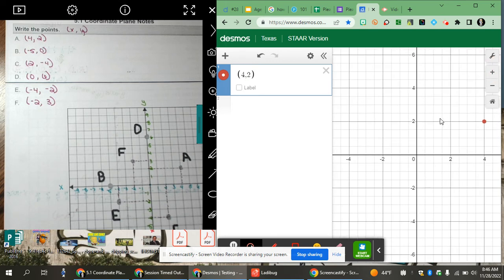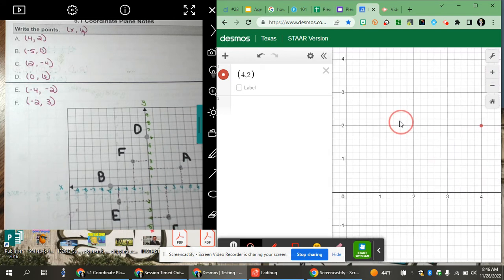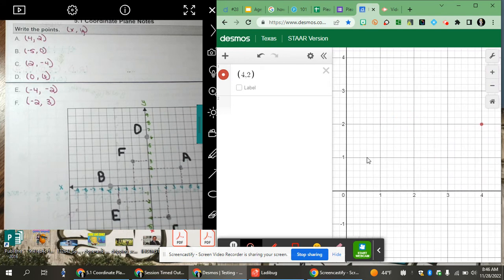My numbers aren't quite how I want them. Okay, we can go ahead and go in a little bit more. Perfect. So now I know that it should be kind of lined up with 4 and 2. And should kind of be in this top right area. And there we go. I got it right. 4 and 2. You can check the rest of yours this way as well. So I'm going to go ahead and label this one A.